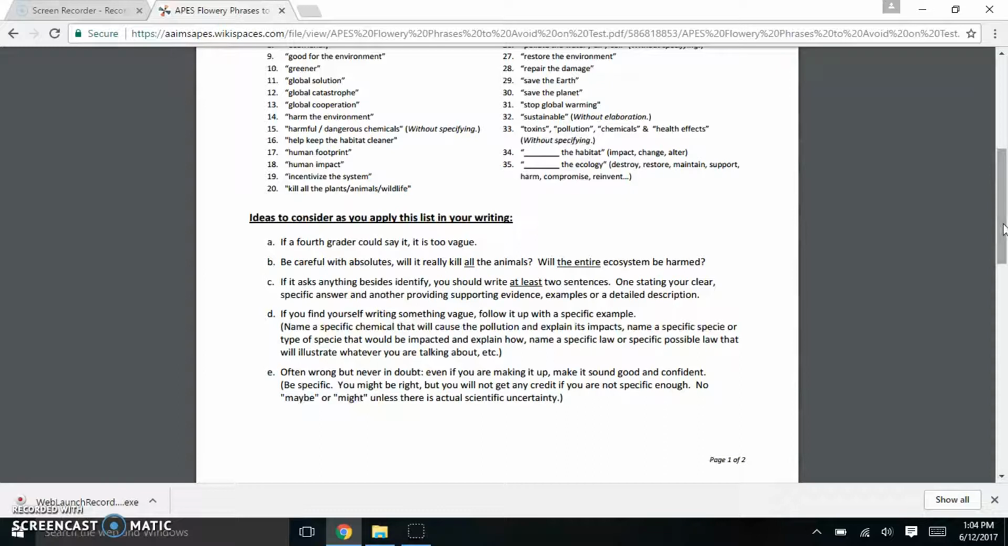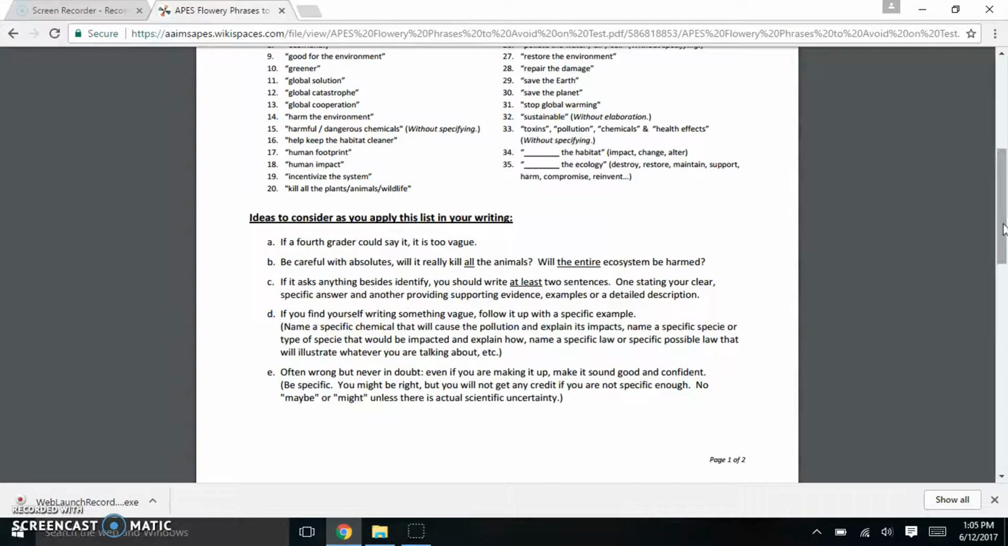What specific? Part C, if it asks anything besides identify, you should write at least 2 sentences: one stating your clear, specific answer, and another providing supporting evidence, examples, or detailed description. And anytime it's asking to explain, we've got to go into more detail, showing the knowledge that we have on this subject. If you find yourself writing something vague, follow it up with a specific example. As you write, you may notice that it is vague. Then you can narrow it down and become more specific.